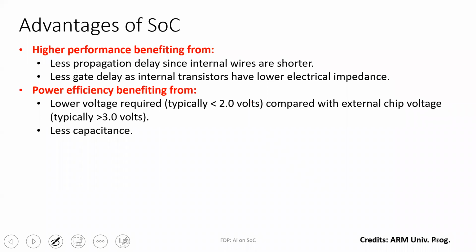Then, if you are from the VLSI background, you might know that if you want to drive the signal outside the chip, the voltage requirement is higher than when you want to drive the signal inside the chip. So you can see that in the case of the system on chip, the power consumption will be less compared to the system on board. And the lower capacitance is also an advantage, which will take less current to drive the capacitor. Then the size is small.